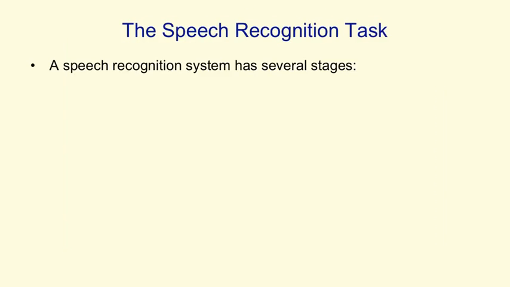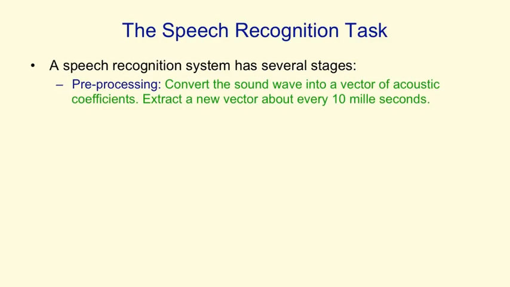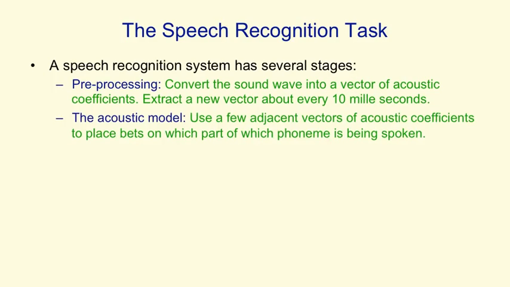Another task that neural nets are now very good at is speech recognition, or at least part of a speech recognition system. So speech recognition systems have several stages. First, they pre-process the sound wave to get a vector of acoustic coefficients for each 10 milliseconds of sound wave. And so they get 100 of those vectors per second. They then take a few adjacent vectors of acoustic coefficients, and they need to place bets on which phoneme is being spoken.